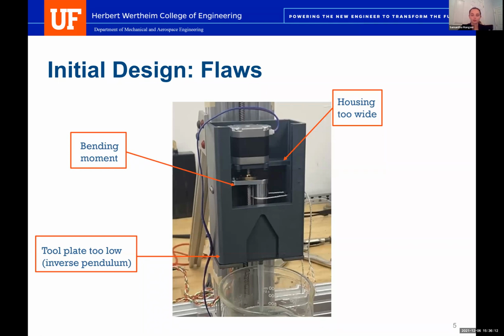There were a few flaws with our initial design. One, our housing was too wide. Our second flaw was that the tool plate was too low. The tool plate is what attached the pipette to the XYZ. But our tool plate was at the bottom of our pipette, and all of our mass was also concentrated at the plate at the bottom of our pipette. So it essentially became an inverted pendulum, and it was really unstable. But the biggest flaw that we had was a bending moment. Because our lead screw was offset from our cylinder, we did see a bending moment. Next slide, please.